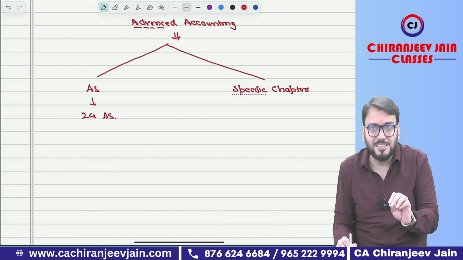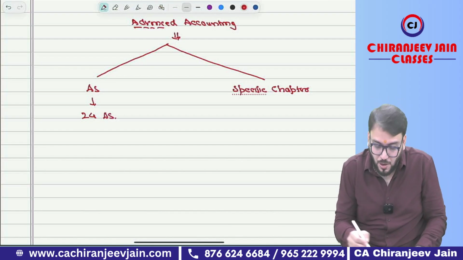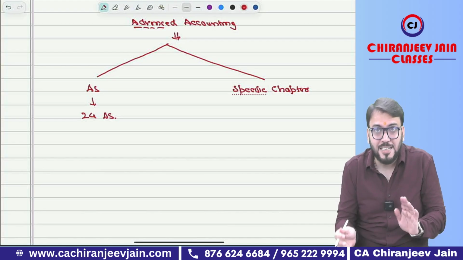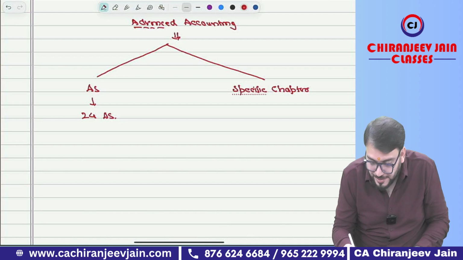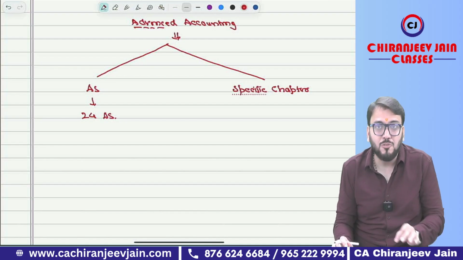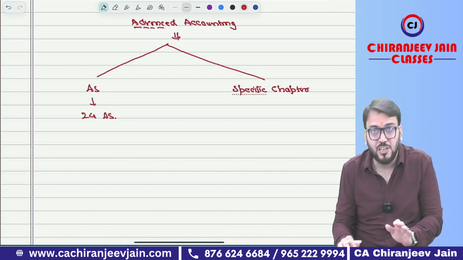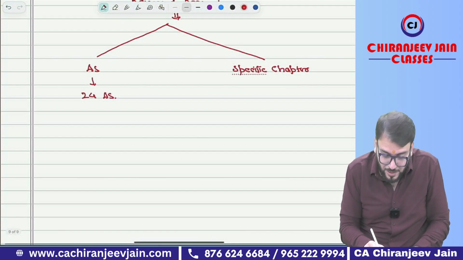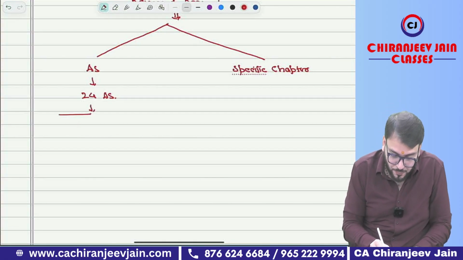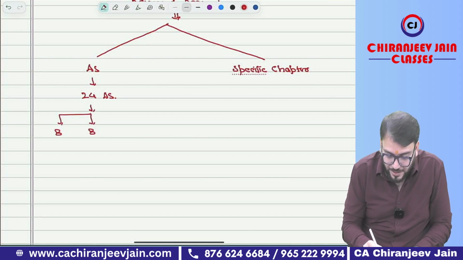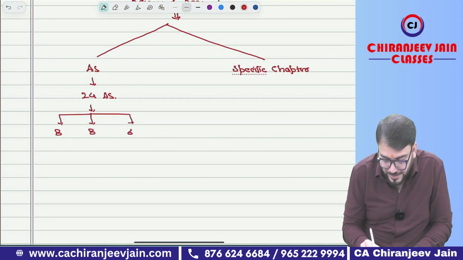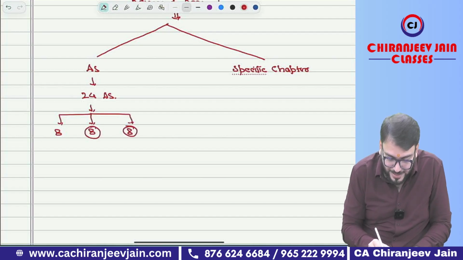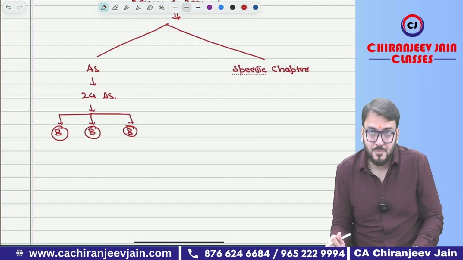Effectively, there are actually 27 now. Out of that 27, 3 accounting standards will be covered in specific chapters. Got this point? So I'm not including those in accounting standards right now because they will be automatically covered in specific chapters. So I have divided these 24 accounting standards in 3 parts. First, I will take 8 accounting standards, then 8, then 8. 8, 8, 8, 24. Correct.